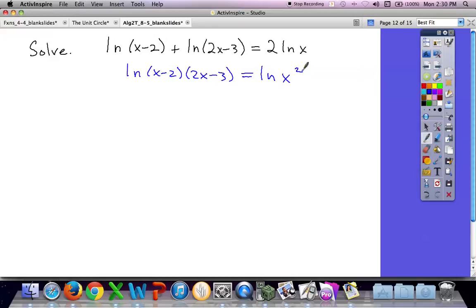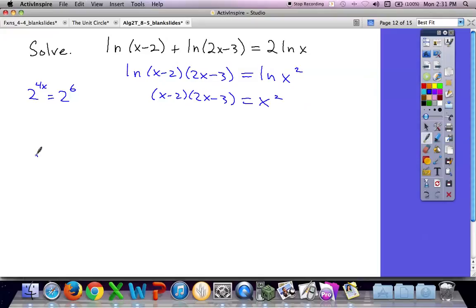So it must be that this equals that, right? If the logs are equal, then what's inside them must be equal. That's called a one-to-one property. We've kind of used that before when we were solving exponentials. No, actually, we were solving logarithms, where we would get like 2 to the 4x equals 2 to the 6. And we would say, since the bases of the exponentials are the same, it must be the exponents are the same. Same thing. If the logarithms are the same, it must be what's inside the logarithms are the same. So x minus 2 times 2x minus 3 equals x squared. That's called a one-to-one property, which you'll see more of next year.